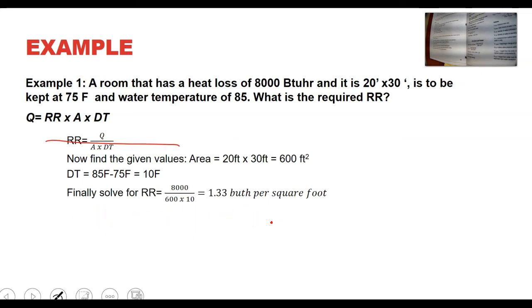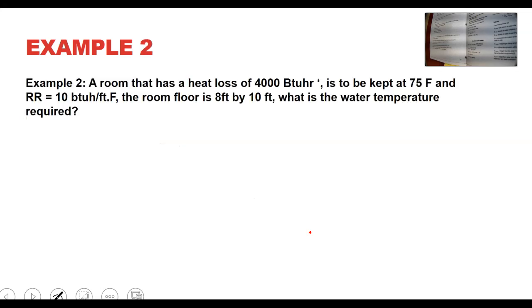So we need something that gives us this radiation rate over here. But anyways, this is the radiation rate required, which is 1.33 BTU per square foot for that floor, which is a very modest radiation rate.